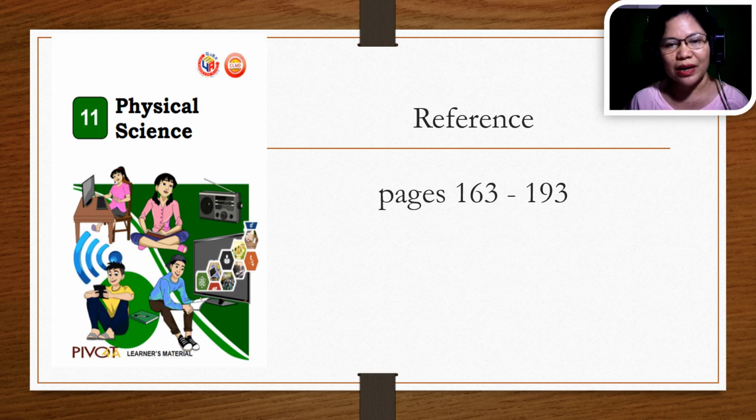For our references, we are still using the Physical Science Pivot 4A learner's material, pages 163 and 194. I hope you learned something from today's discussion and hope to see you around in our online classes.